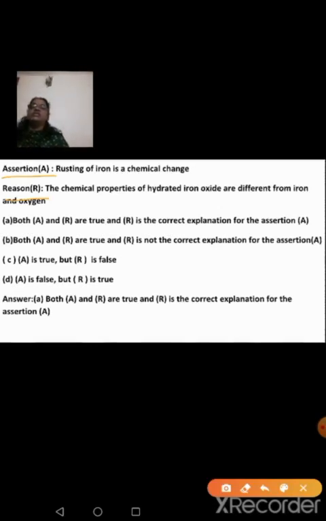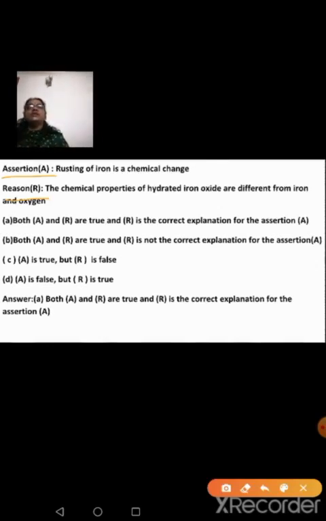First, the assertion is given as: rusting of iron is a chemical change. We all know rusting of iron, that is, iron when it is exposed to moisture turns into iron oxide, which is called corrosion. So it's a chemical change. The product formed will have totally new characteristics when compared with the characteristics of the elements that are taking part in the chemical reaction there. So it is said the chemical properties of hydrated iron oxide are different from iron and oxygen. In rusting of iron, your iron combines with water, that is, moisture content in the atmosphere, to form iron oxide, that is your rust, right?